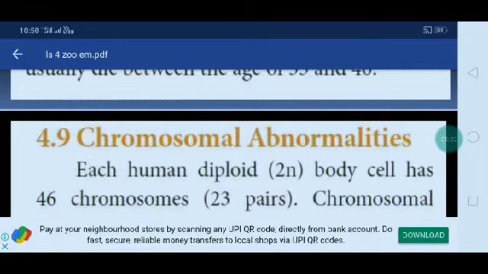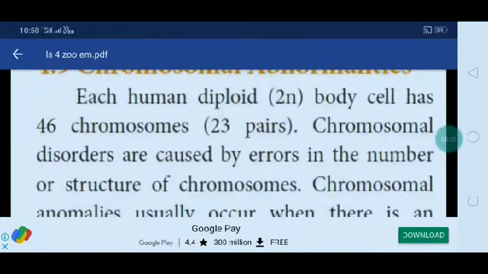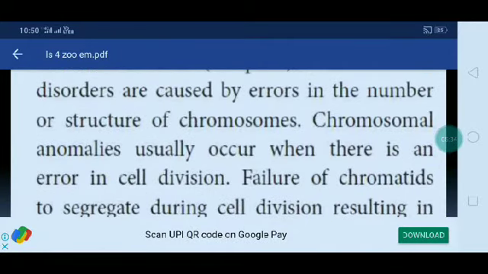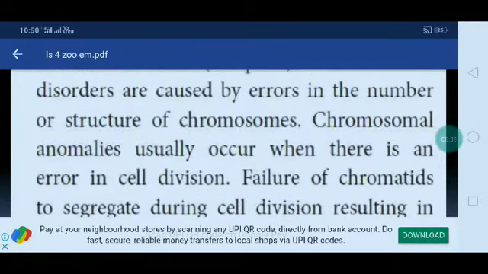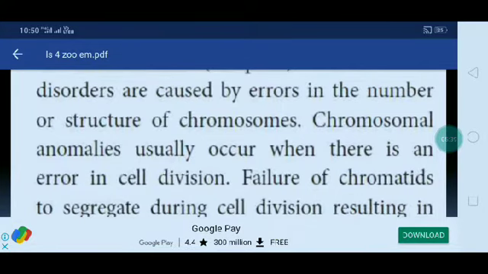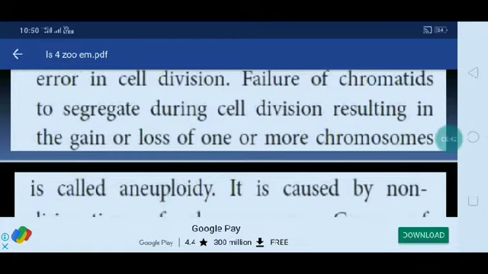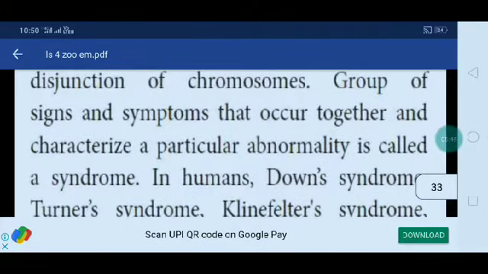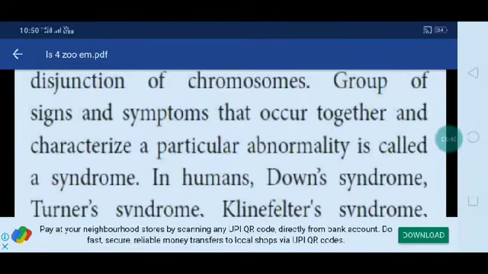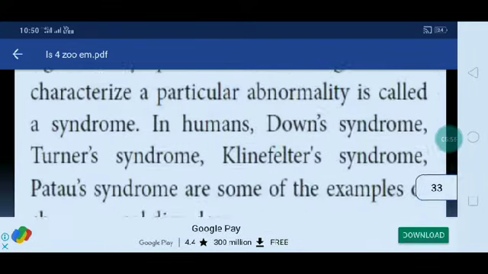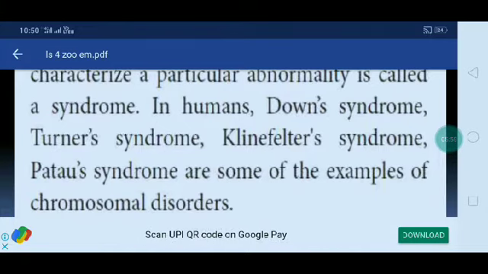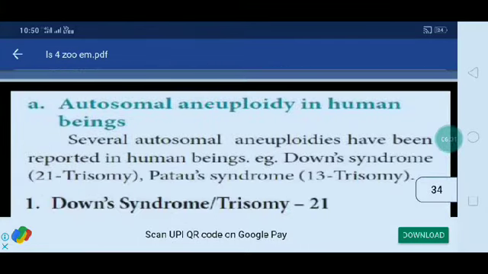Chromosomal abnormalities. A diploid body cell, 2n, has 46 chromosomes, 23 pairs. Chromosomal disorders are caused by errors in the number or structure of chromosomes. They usually occur when there is an error in cell division, failure of chromatids to segregate during cell division, resulting in gain or loss of one or more chromosomes, called aneuploidy. A group of signs and symptoms that occur together and characterize a particular abnormality is called a syndrome. In humans, Down syndrome, Turner syndrome, Klinefelter syndrome, and Patau syndrome are some examples of chromosomal disorders.